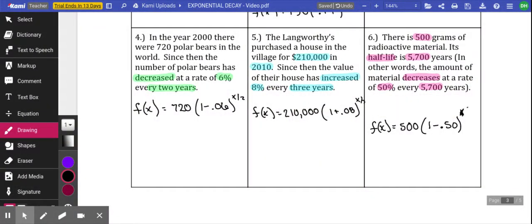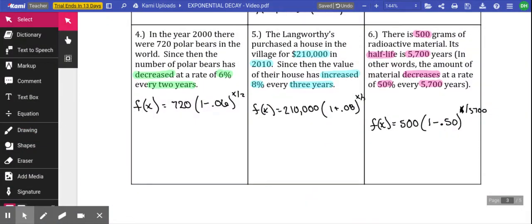every... I keep wanting to say t. Maybe I should have just gone with a t. I've been fighting it. My habits have been fighting me there. And so that's x divided by 5,700, because that's how long it took to decay 50%.